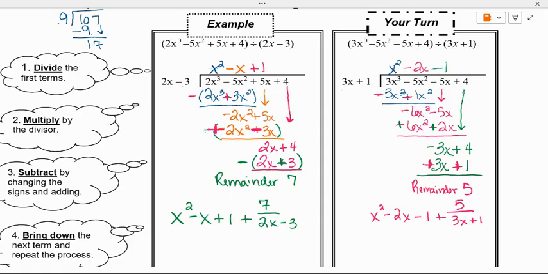What's messing with your brain on this one? What do you not like about it? It's the whole changing the sign thing. You have to just remember you're subtracting. Okay? Flip it over.